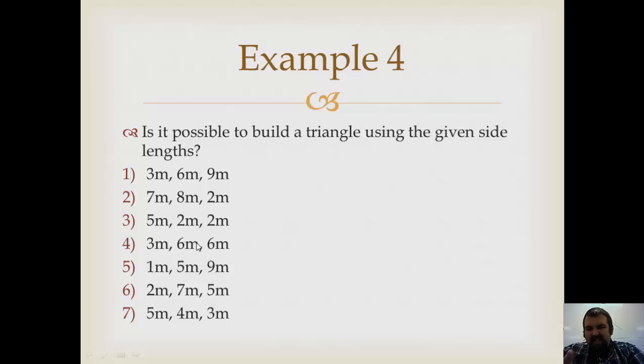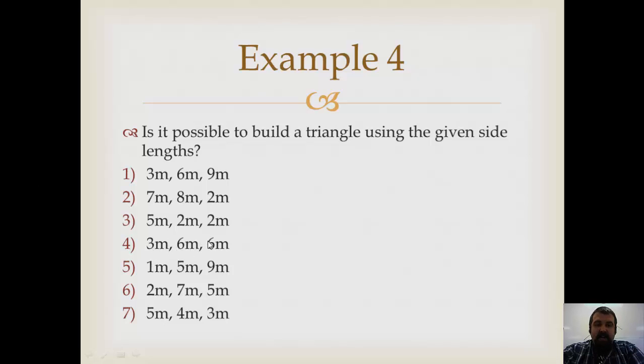Number 4. Now, it is still an isosceles triangle. Mr. H, I don't have a largest number. Well, if you don't have a largest number, this triangle has to be possible. Just plain and simple. If you don't have a largest number, it's a possible triangle. Because no matter how I add these together, it's going to work.